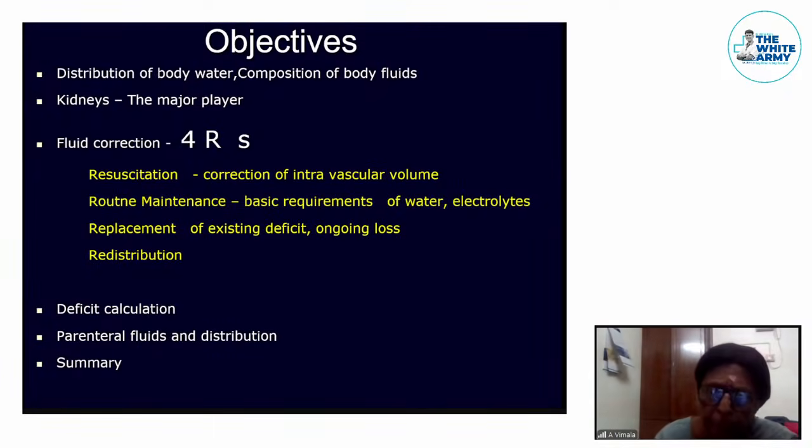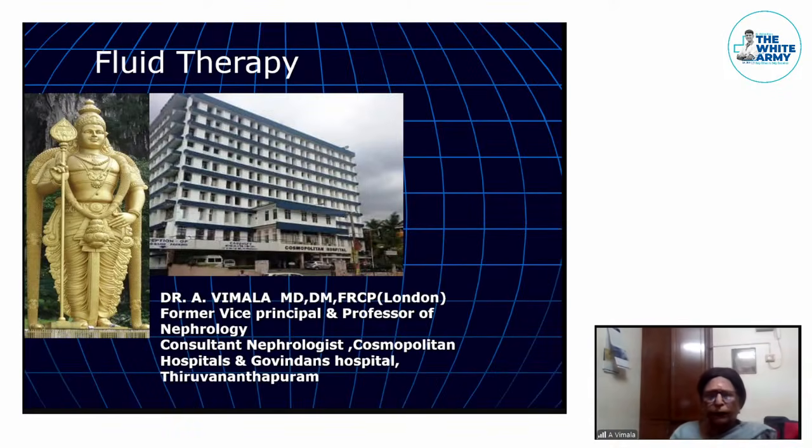Today I'm planning to discuss the basics of fluid therapy. Earlier we used to say fluid management, etc. Now fluids are also considered as a part of treatment. So we should have an idea of what we are talking about. And at any point of time, if you think I'm going a little fast, you can stop me so that we can clear it then and there.